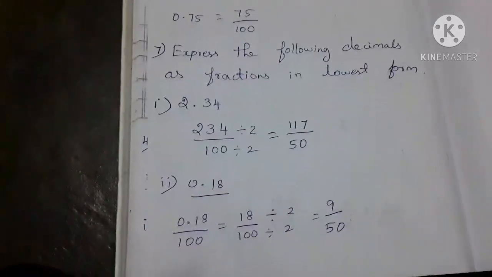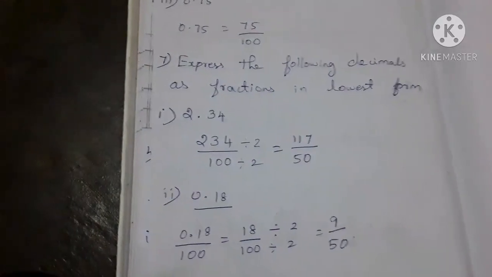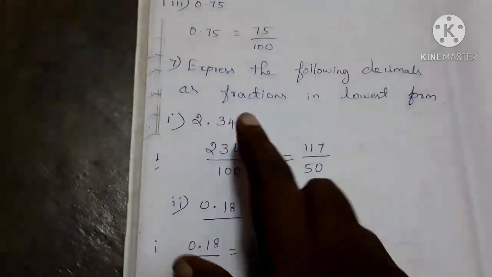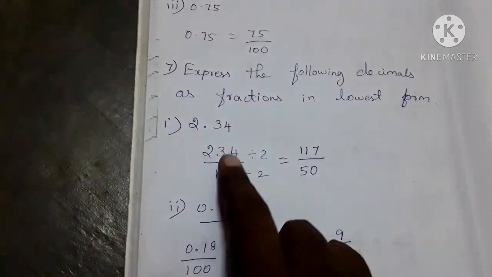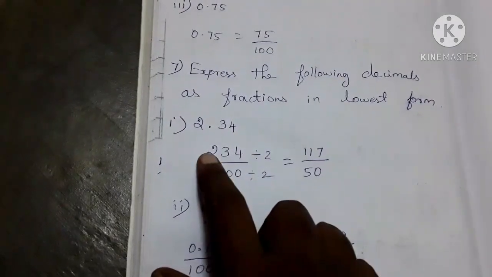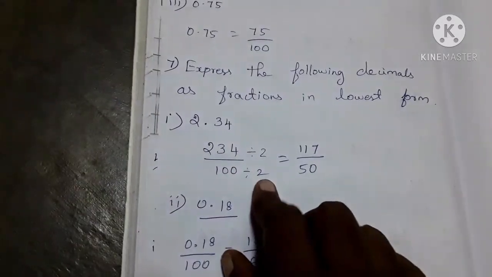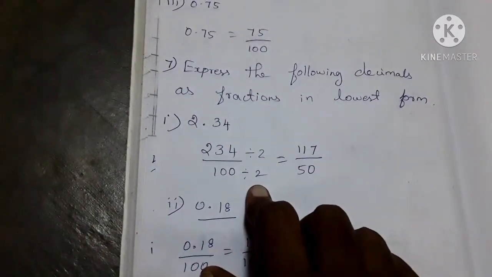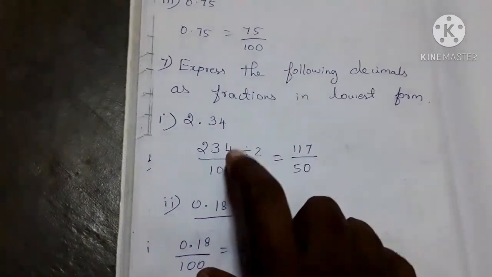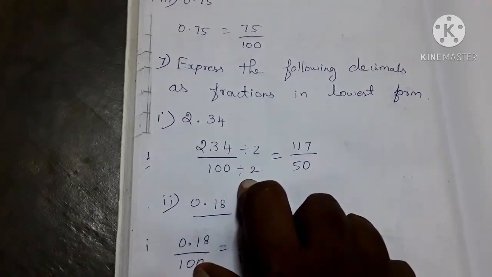Next, express the following decimals as fraction in lowest terms. So we have to express in fraction and change into lowest terms. So 2.34. 2.34 means how we change to fraction? After the decimal point 2 digits are there. So 234 by 100. This we want to bring to the lowest terms. We have to divide by the same number, the numerator and denominator we divide by the same number. So both the numbers are multiples of 2, even numbers. So we can divide by 2.